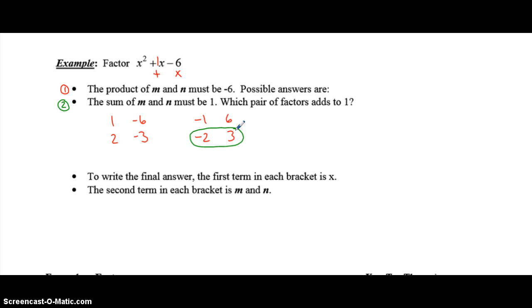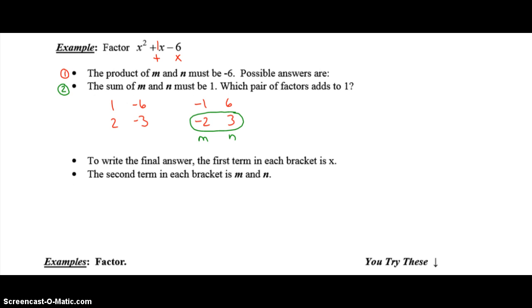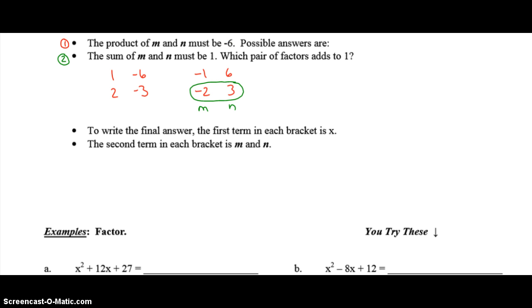So this is the only pair of numbers that would add to give you 1 and multiply to give you -6. So that's your value of m, and that's your value of n. It doesn't matter which one goes where. This could have been m and this could have been n. It doesn't matter. Then to write your final answer, you have your two sets of brackets. X will go in the beginning of each bracket. And at the end of each bracket, you put your m and your n. So your m goes here, and your n goes here.